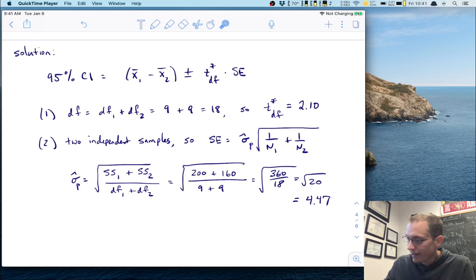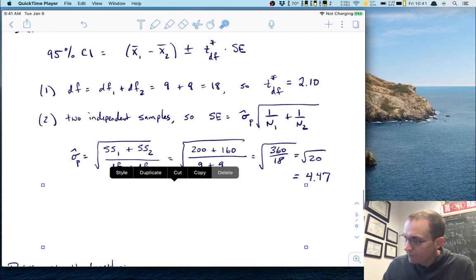Filling in what we have, we were given that SS1 was 200 and SS2 was 160. And we'll divide by df1 plus df2, which is 9 plus 9. That gives us a square root of 360 on top over 18 on bottom, which simplifies to the square root of 20, which if we put that into a calculator and take two decimal places, we get about 4.47. So that's our pooled estimate for the standard deviation.